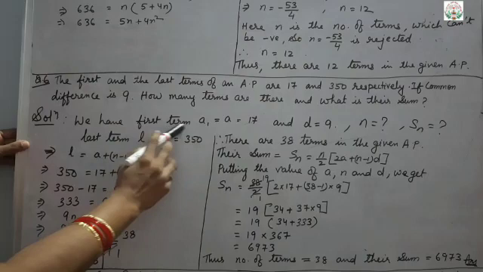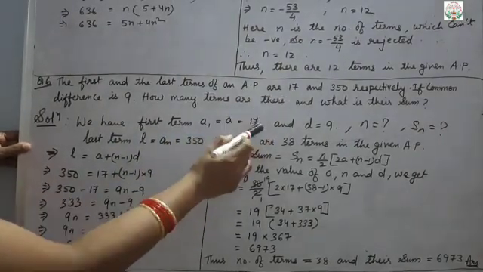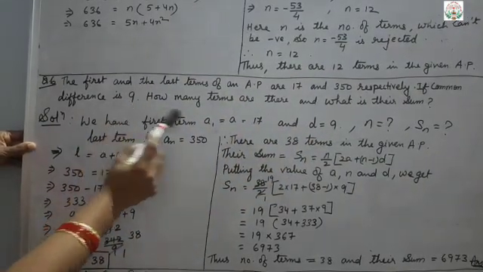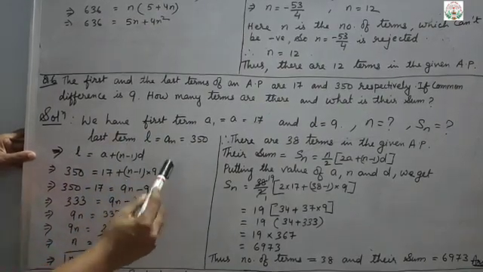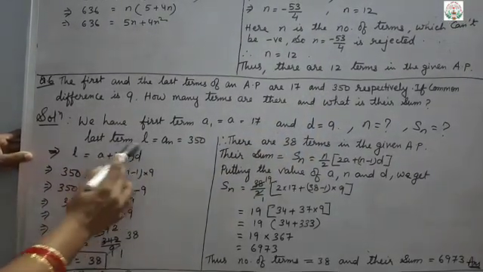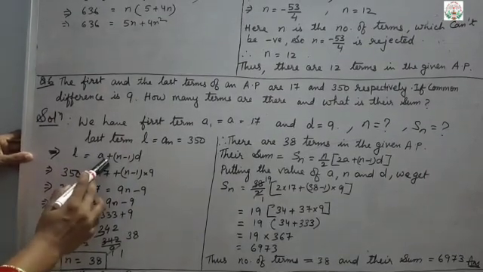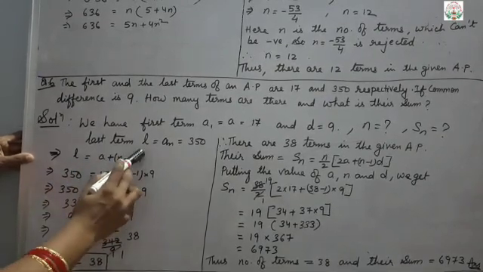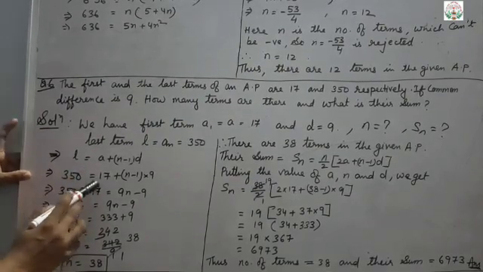Now we have the first term A1 equals to A equals to 17, it is given. The common difference is given as D is 9, and the last term, that is L equals to AN equals to 350, is also given. So the last term is AN, we know. Now the last term's formula is L equals to AN equals to A plus n minus 1 into D. Now put the values of A and D in this particular formula. We will get the value of n.